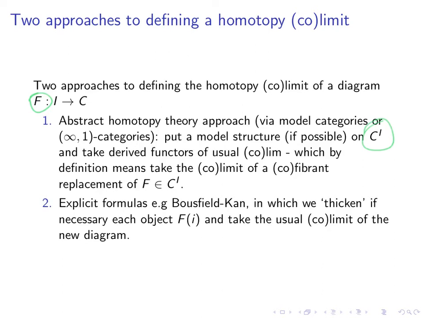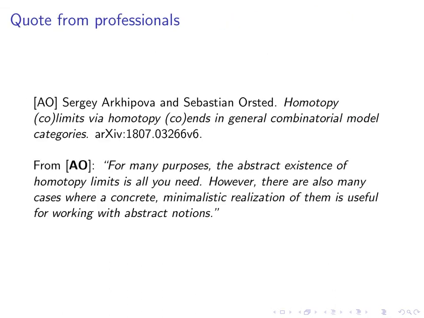Then the second approach is via explicit formulas, such as ones given in this book by Bussold and Kahn, in which we thicken, if necessary, each object and then take the usual colimit of the new diagram. Okay, so I'll explain both of them. And here's a quote I found from the source listed here. For many purposes, the abstract existence of homotopy limits, or colimits, is all you need. However, there are also many cases where a concrete minimalistic realization of them is useful for working with abstract notions. So the point is both notions are useful.